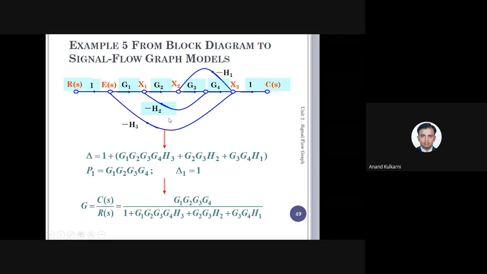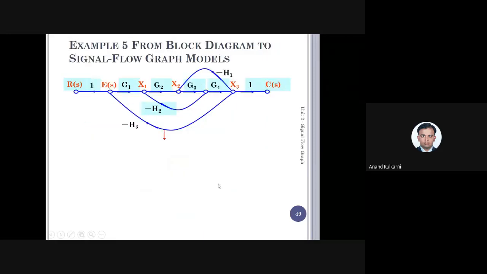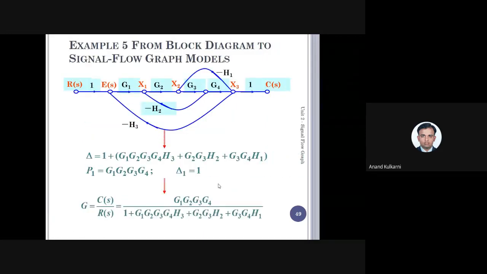Now you can see there is one loop, which is this loop. That is, one is G2, G3, H2. Then G1, G2, G3, G4, H3. This is one more loop. Then G3, G4, H1. This is one more loop. So there are 3 loops, and all loops are touching one another. So there is no possibility of taking non-touching loops, taking 2 at a time.